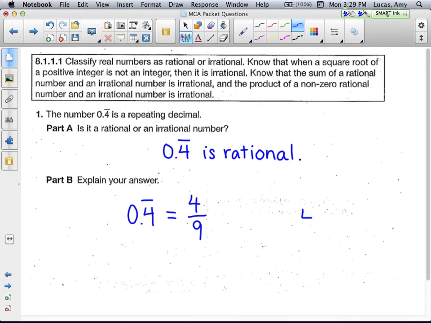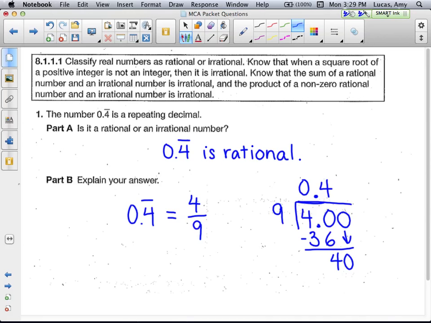And I will show you that right over here. 4/9 means 4 divided by 9. 9 goes into 4 0 times. 9 goes into 40 4 times. 4 times 9 is 36. 40 minus 36 is 4. If I bring down a 0, you see that this pattern is going to repeat over and over. 9 times 4 is 36 again, and so on.